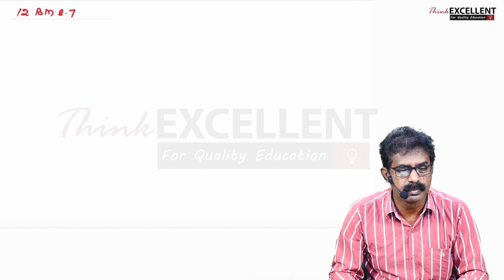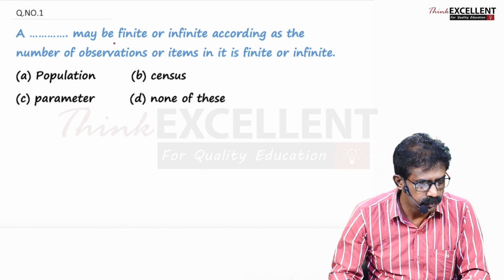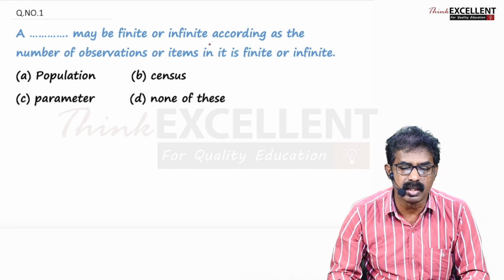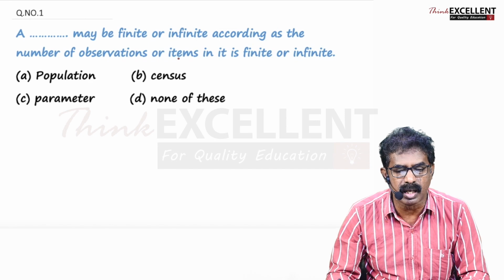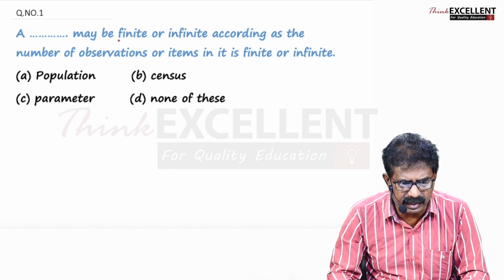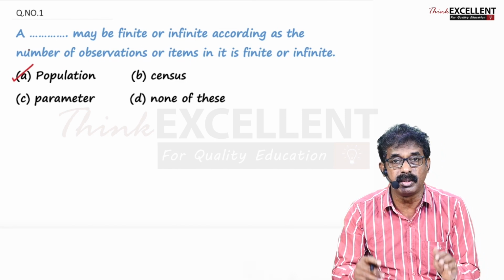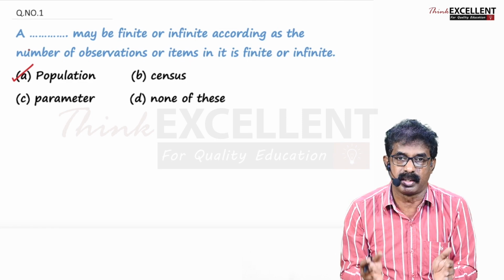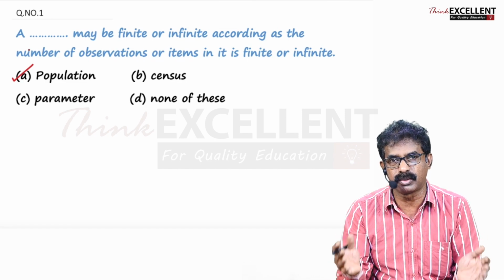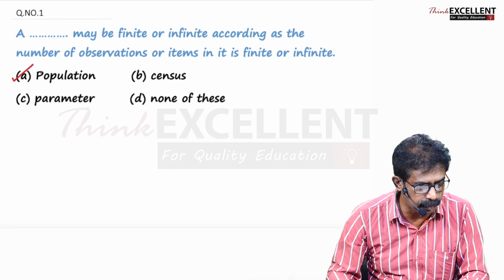The first one, a dash may be finite or infinite according as the number of observations or items in it is finite or infinite. A dash may be finite or infinite. The correct answer is what? The population. The population means we are going to study about which one. Suppose the 12th standard students interested in a game, then all the 12th standard students together, it is a population. It may be finite or infinite. Okay, so that's a population.